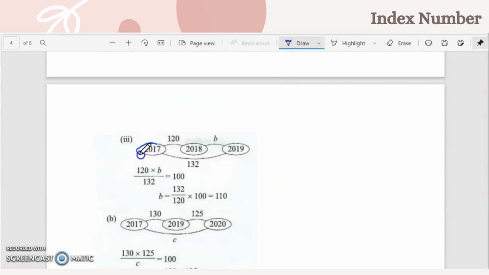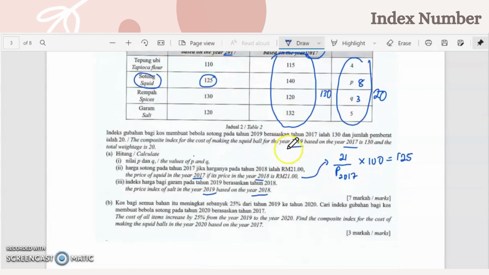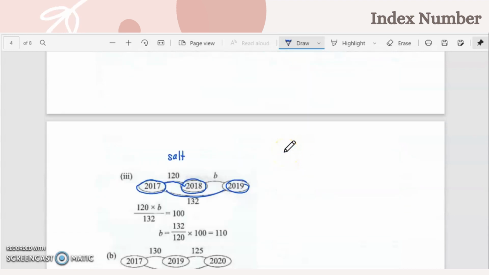Okay, so kita akan letaklah 2017, and then we have 2018, and then we have 2019. Okay, so ini untuk salt. So salt price index 2018 based on 2017 is 120. Okay, and then 2019 based on the year 2017 is 132. Kita tengok pada table ni. Okay, salt. Okay, 120, 132. So the question asks you, what is the price index of salt in the year 2019 based on the year 2018?